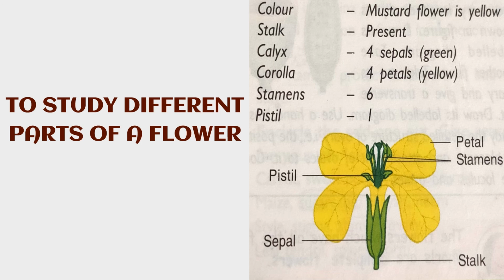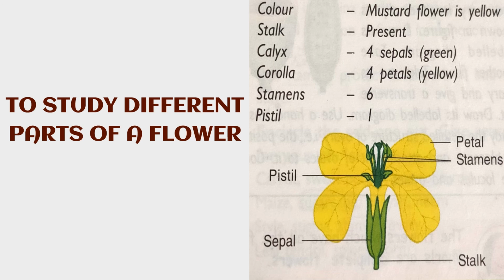Then the whorl of sepal, which is called calyx. So we will write calyx. How many sepals are present in this flower? 4 sepals, green in color. Then second whorl from outside, which is made up of petals, is called corolla. 4 petals which are yellow in color, which forms corolla.